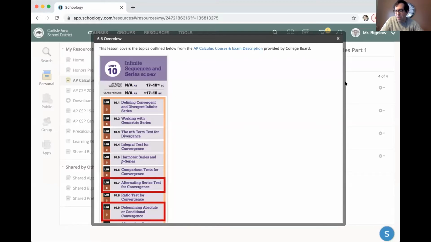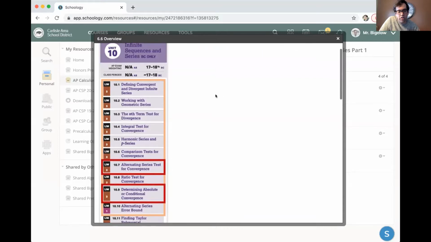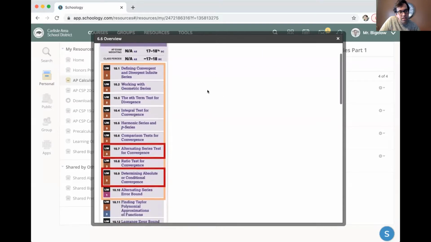Hey, Calc BC. Today we are going to start 6.6, Alternating Series Part 1. This is in our unit all about series convergence. It's the first half of College Board's Unit 10, and today we're going to be covering Lesson 7 and Lesson 9, Alternating Series Test for Convergence. That's the convergence test we're going to learn today.